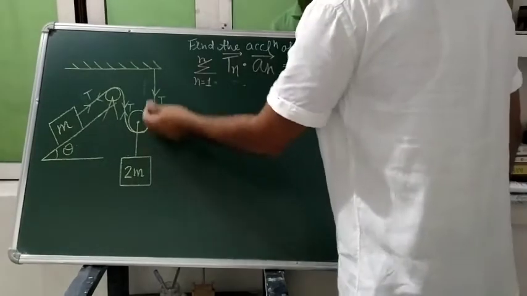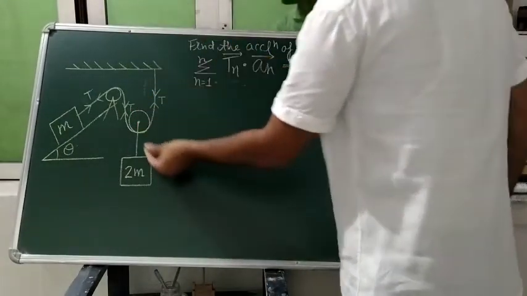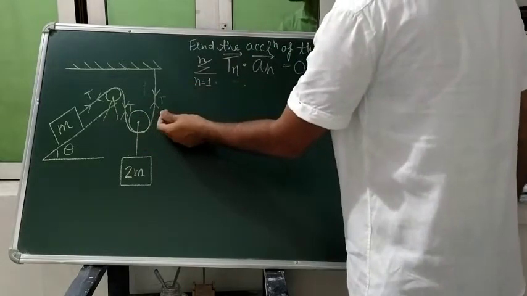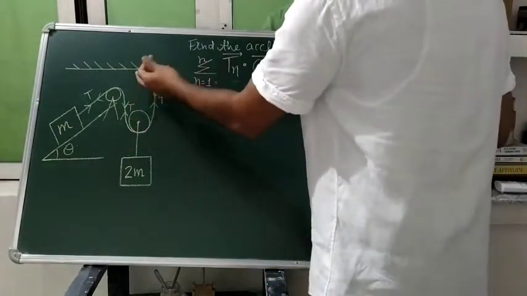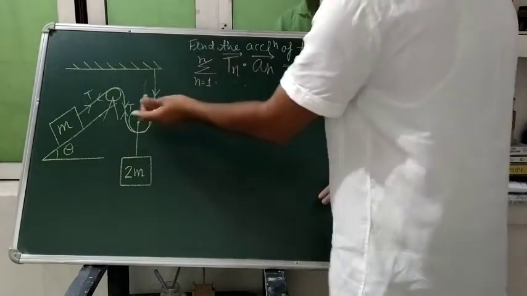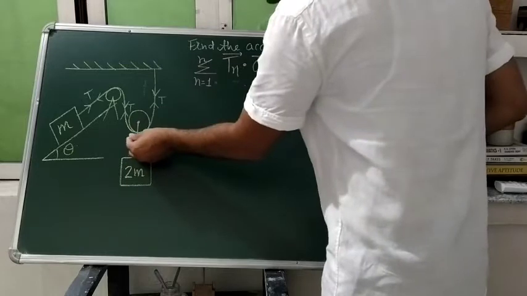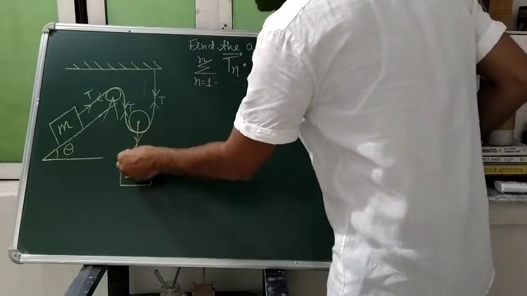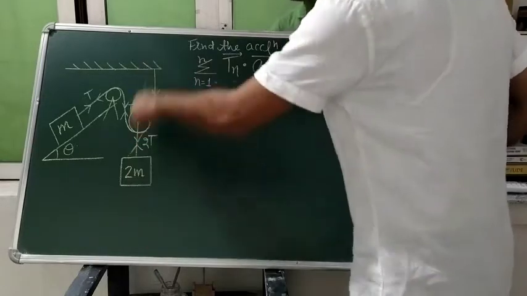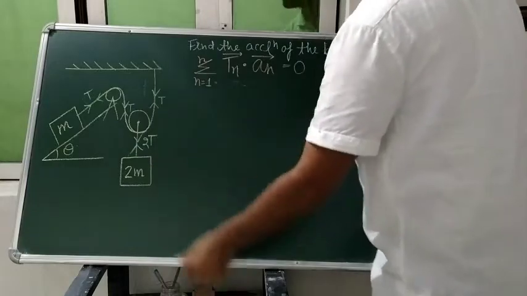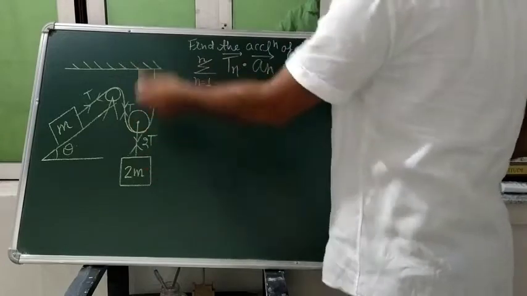So when you look at this string, students, this T is acting upward. When you make the free body diagram of this pulley, you will cut this string from here, you will cut this string from here. So of course T and T are acting upward. So here the tension will be twice T, and for the object of interest, this pulley, it will have a pulling effect like this, and for the object of interest, this mass 2m, it will have a pulling effect like this, and it will be along this string only.